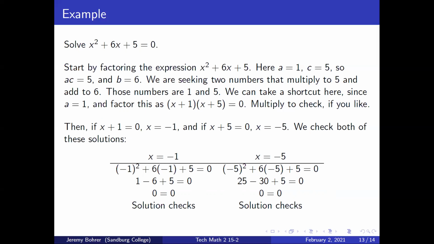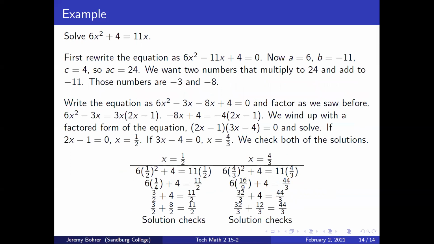Then, if x plus 1 equals 0, x equals negative 1, and if x plus 5 equals 0, x equals negative 5, and we check both of these solutions. If x equals negative 1, negative 1 squared plus 6 times negative 1 plus 5 equals 0, 1 minus 6 plus 5 equals 0, 0 equals 0, the solution checks. If x equals negative 5, negative 5 squared plus 6 times negative 5 plus 5 equals 0, that's 25 minus 30 plus 5 equals 0, 0 equals 0, the solution checks.